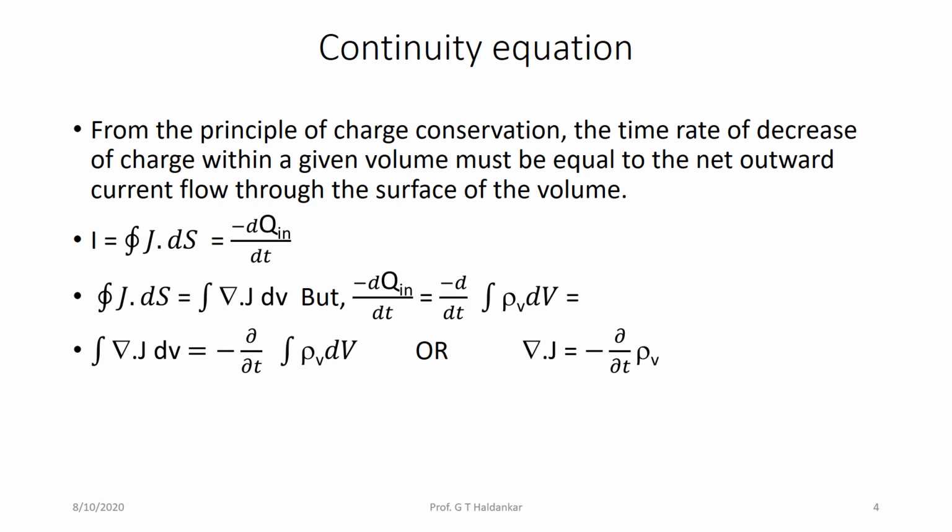The continuity equation is derived from the principle of conservation of charge, and it states that there can be no accumulation of charge at any point when currents are flowing. For example, in a circuit, if DC current is flowing, then partial rho v by partial t is equal to 0, and hence divergence of J is equal to 0. That means the total charge leaving a volume is the same as the total charge entering it. This is similar to Kirchhoff's current law.